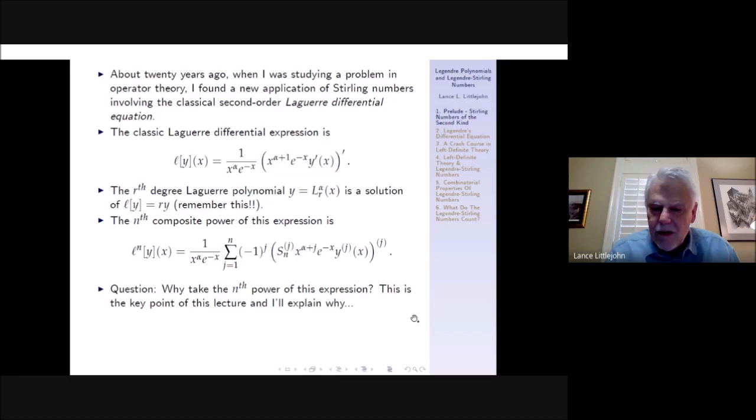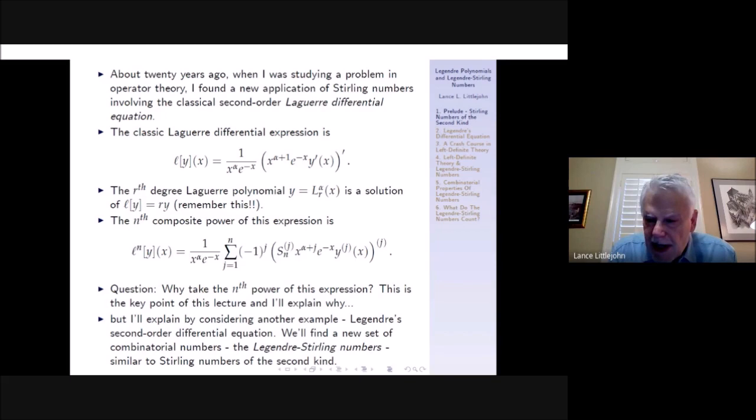But I want to explain by considering another example, and then we'll compare it with Laguerre. The example I want to look at in some detail is Legendre's second order equation. This is the one that has Legendre polynomials as eigenfunctions. And you're going to see that when we take the nth composite power of Legendre, we generate new combinatorial numbers called the Legendre-Stirling numbers. We'll get a formula similar to the nth power of Laguerre. So that's the whole point. There's combinatorics, there's operator theory, there are self-adjoint operators here. It involves a lot of different areas of math.